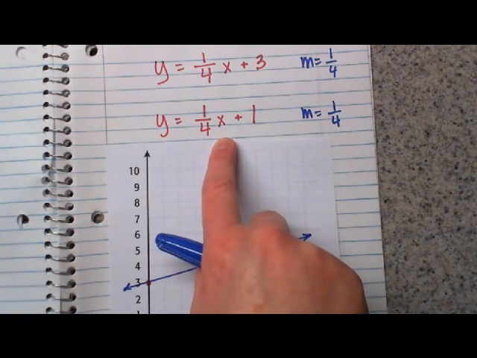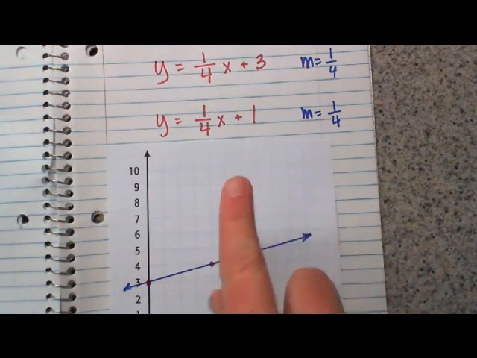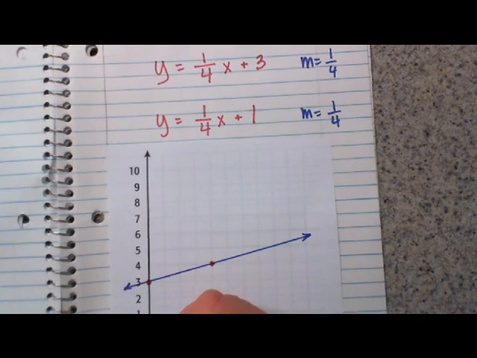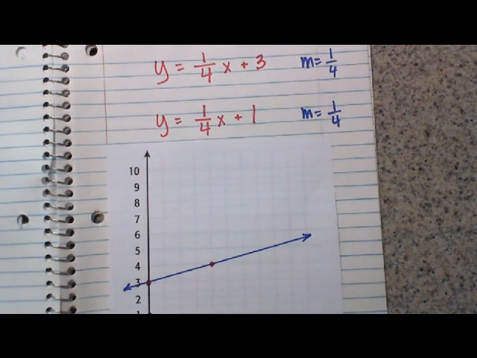It's got a y-intercept of 1. So I go right here at 1. But the slope is the same, so I still count up 1 and over +4. Make another point.